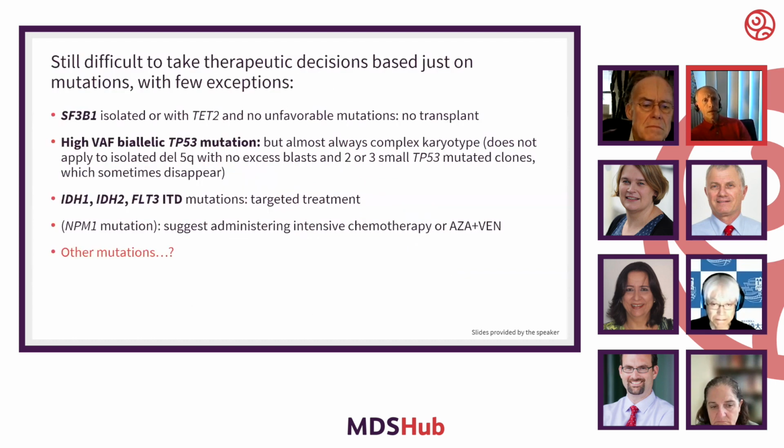So next slide. I would, however, say that it's still difficult to take therapeutic decisions based just on mutations. That is the difference between classical or revised IPSS and molecular, with perhaps a few exceptions. And of course, that's the discussion. SF3B1 isolated or with TET2 mutation and no unfavorable mutations: I would tend to say that this means no transplant, except perhaps in very young patients, but those are very rare. So we prefer to say to our patients who are older than 60, well, it's better to be transfused every 2 weeks than taking the risk of transplant. Perhaps that can be a discussion with Theo and others.